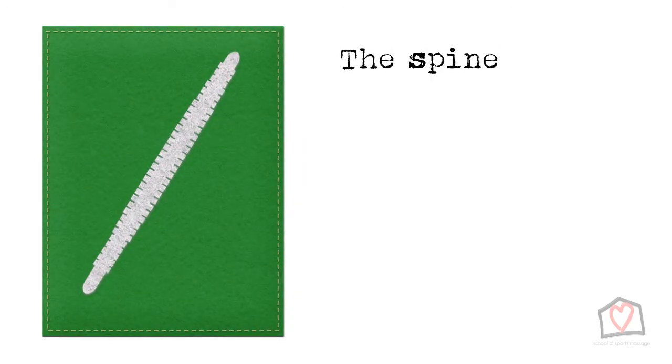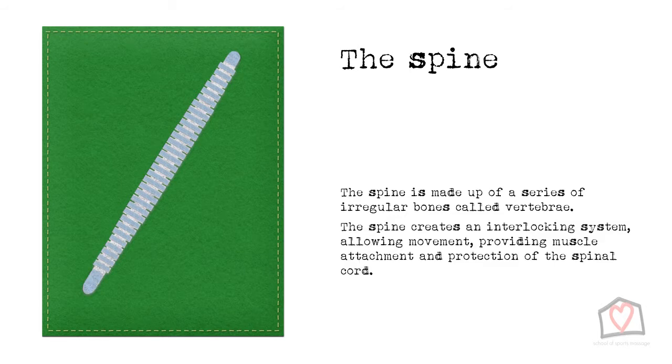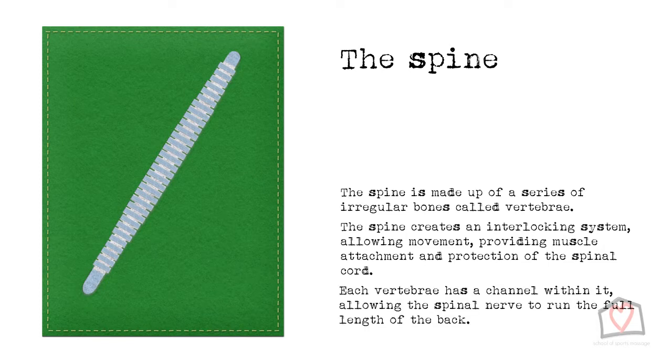The spine is a series of bones worth looking at in more detail. Made up of a series of irregular bones called vertebrae, it creates an interlocking system, allowing movement, providing muscle attachment and protection of the spinal cord. Each vertebrae has a channel within it, allowing the crucial spinal nerve to run the full length of the back, providing sensation to the whole body.